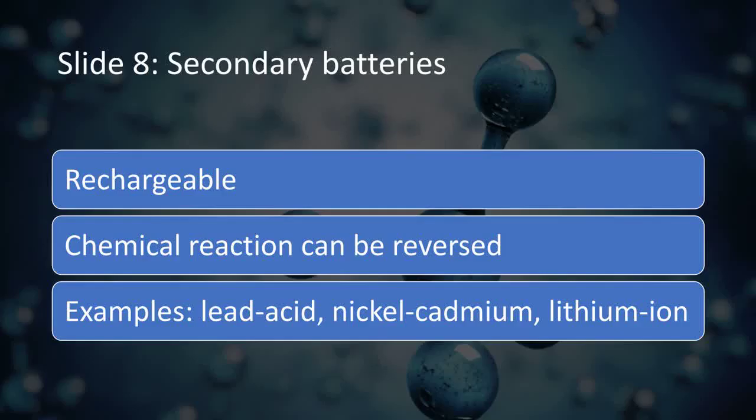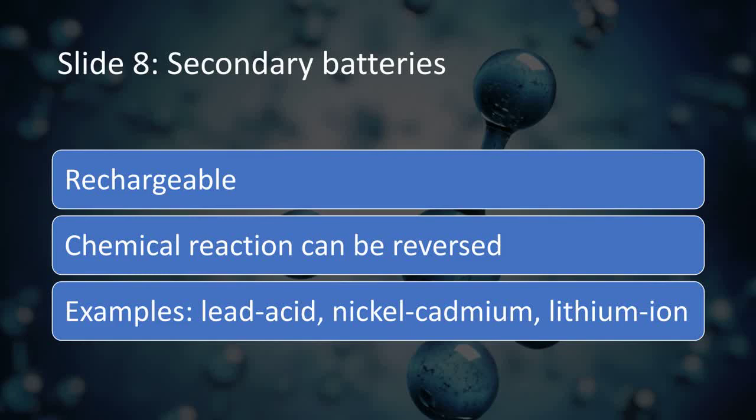In this slide, we will be discussing secondary batteries. Unlike primary batteries, secondary batteries are rechargeable batteries that can be reused multiple times. The chemical reaction between the anode and cathode in a secondary battery can be reversed by applying an external electrical current, allowing the battery to be recharged.